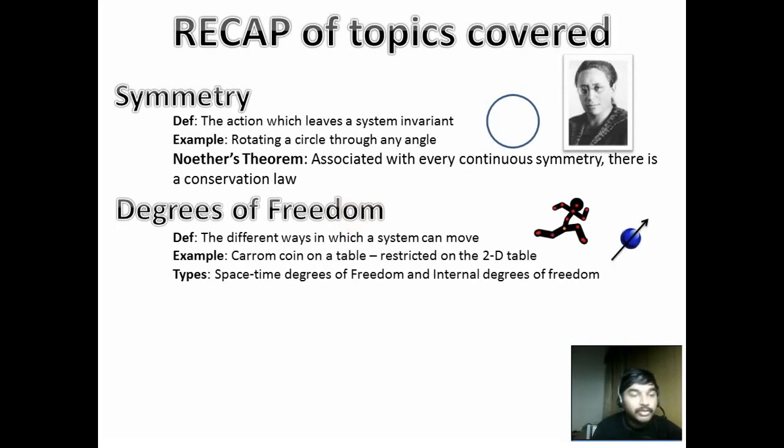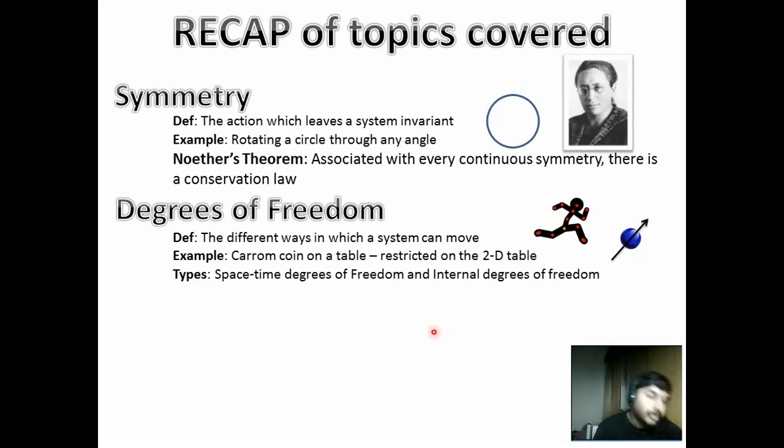We also discussed degrees of freedom, and the degrees of freedom are basically the number of different ways in which a system can move. For example, if you have a carom coin on the table, then it's restricted to the 2D plane. Restricted to the 2D table only. It doesn't have a third dimension in which it can go. So it has two axes in which it can move.